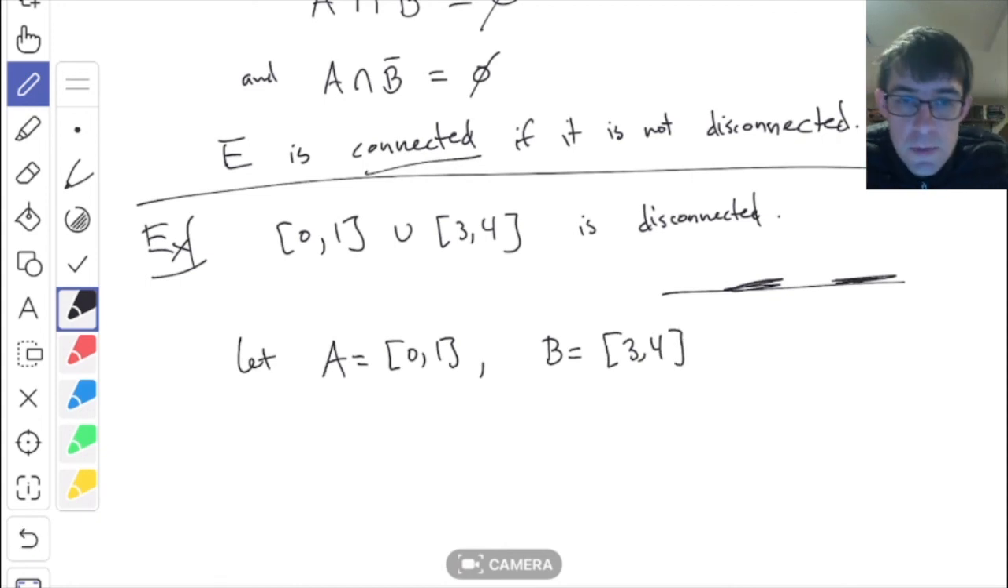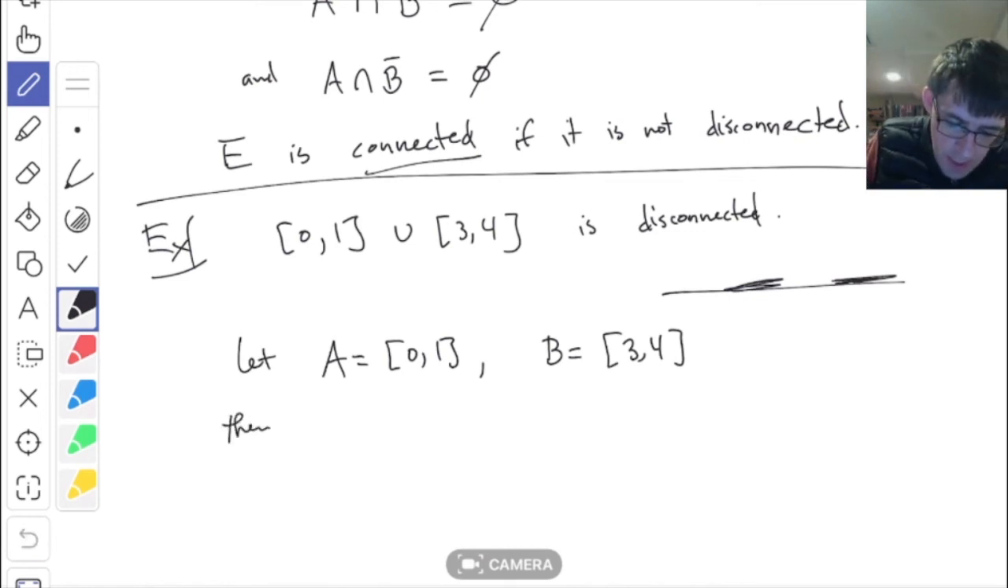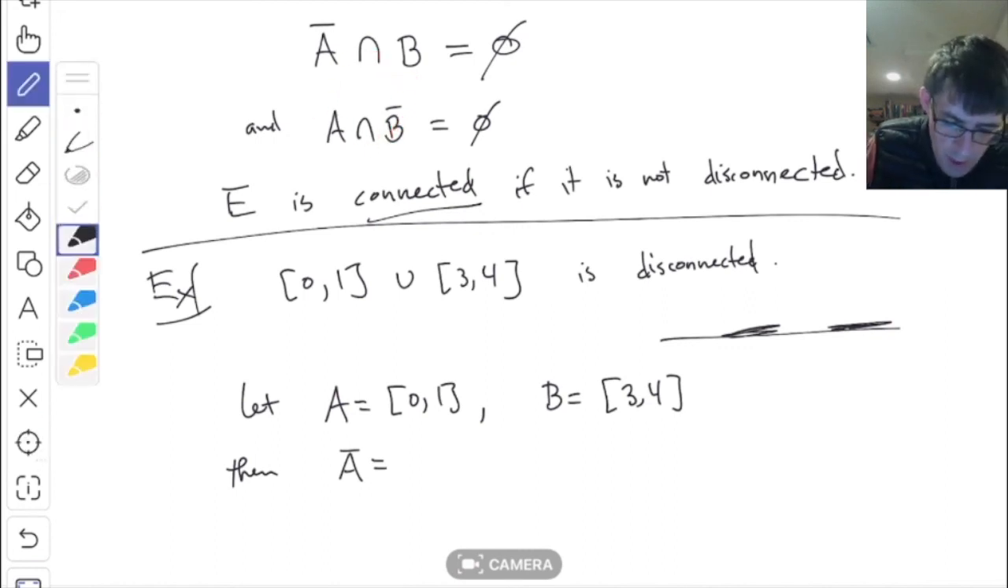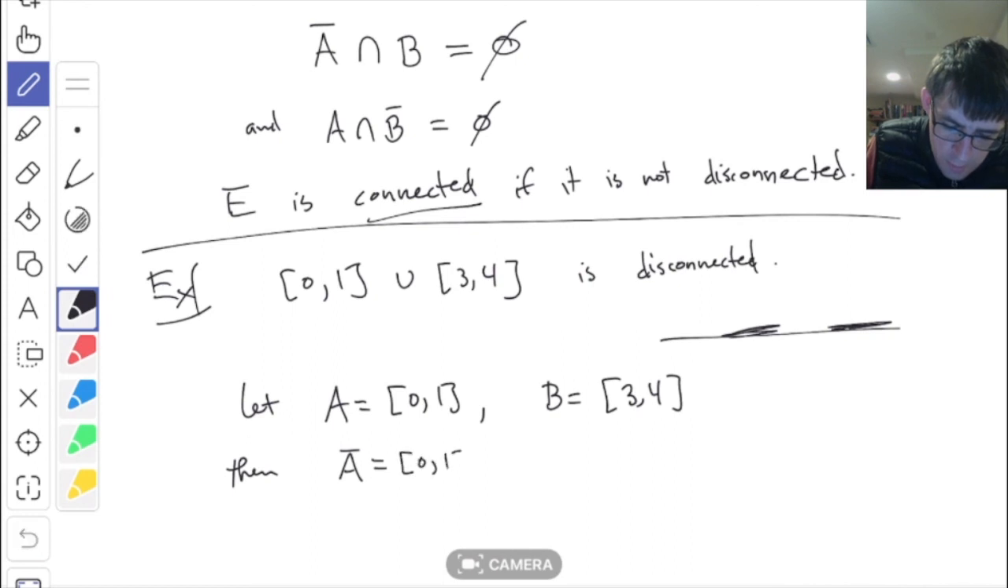I'm using closed intervals because that's what they are in this set. And then is it true about those intersections? Then let me just say a closure. I'm about to check that these two things are satisfied, because this is what's necessary in order to be disconnected. In order to check these, let's just say what A bar and B bar are. A bar, the closure, is also the closed interval 0 to 1. A is already a closed set. It already contains all of its limit points, and so when I take the closure, I just get the same thing again. And then B bar is also, again, the closed interval 3 to 4.